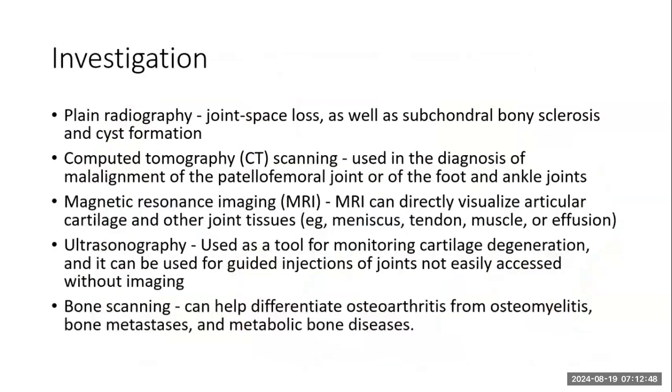Okay, so what are the investigations? I think I've mentioned this earlier, so I'll skip this slide.